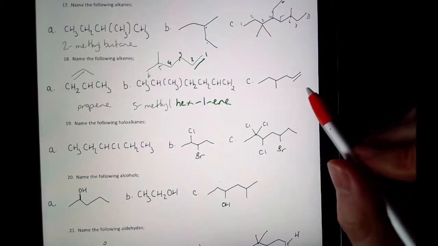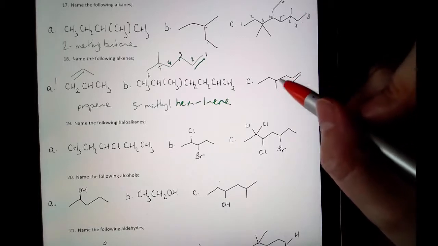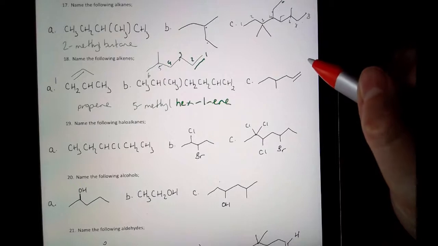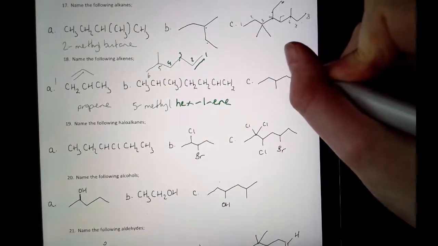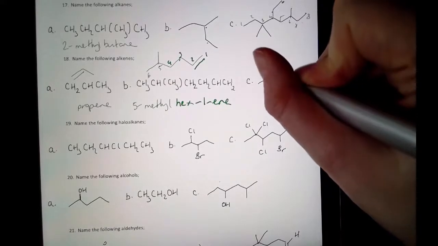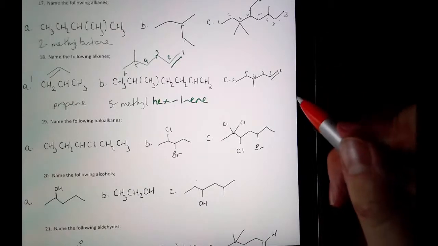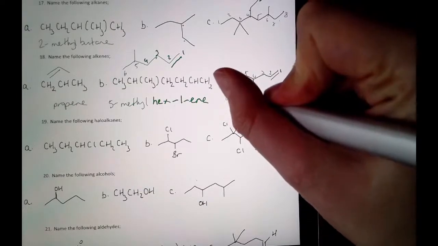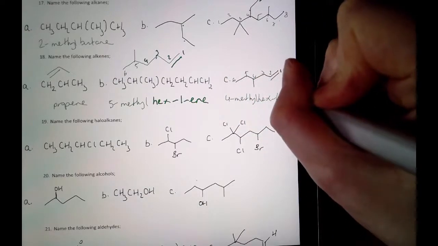The next one I've already drawn out for you. Similar idea. Start by finding your longest chain. 1, 2, 3, 4, 5, 6. Again, it's not going to be any longer than 6 no matter which way you go. Again, I need to give priority to my double bond, so I'm just going to start labeling from right to left. It's going to be hex-1-ene again, but this time your methyl group is on carbon number 4 instead of carbon number 5. So it's going to be 4-methylhex-1-ene.